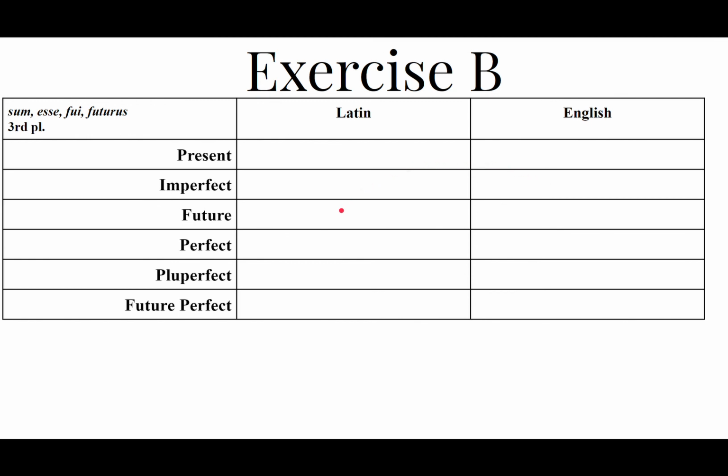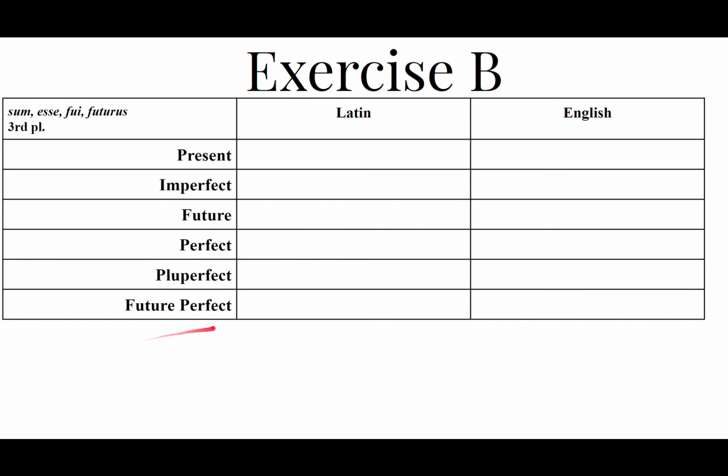For the future, the forms are ero, eris, erit, erimus, eritis, erunt, E-R-U-N-T. So we want erunt. They will be. They shall be.